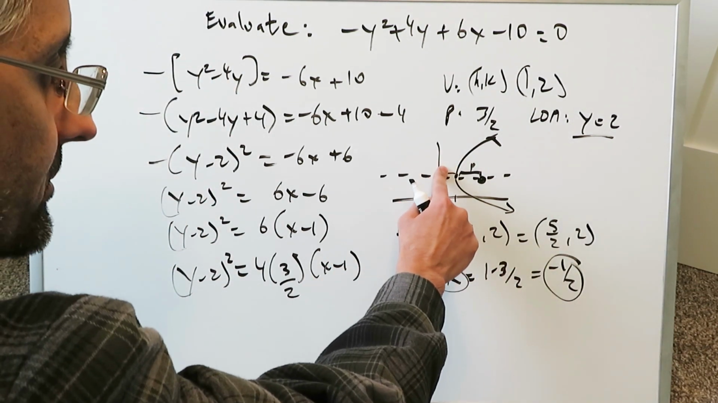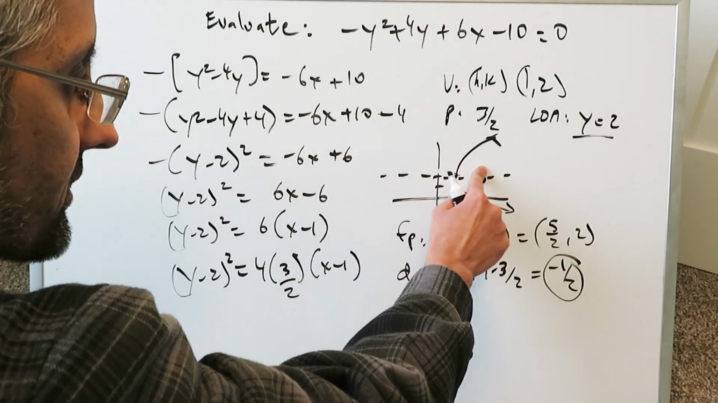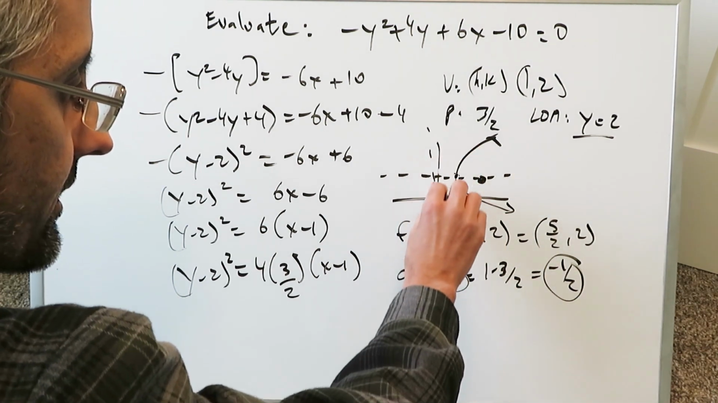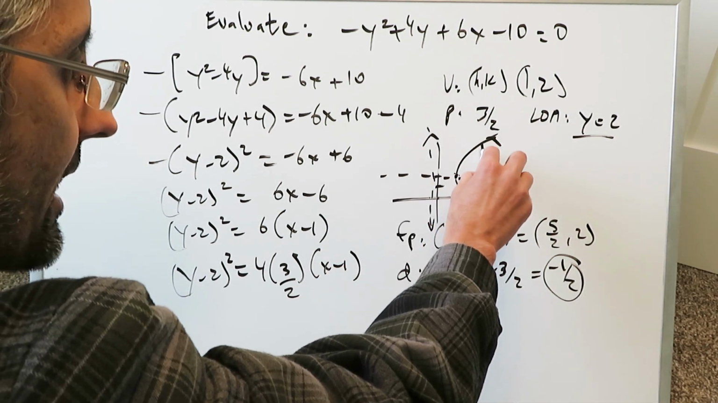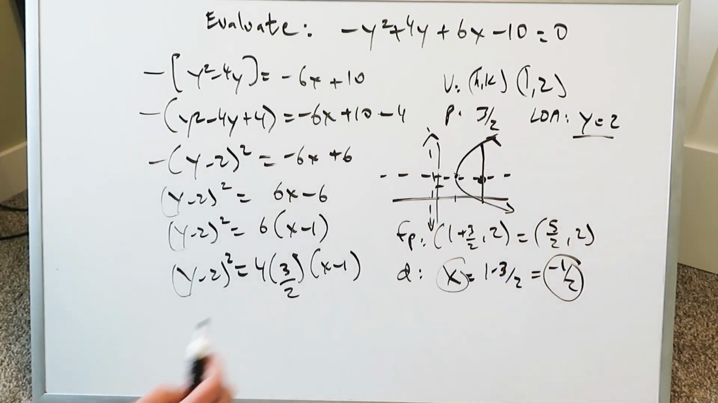So let's clean out some of this mess over here. We don't need to show this. X is equal to minus 1 over 2 right here. Here's my directrix right over here. What else remains to be determined? Well, we need to have the endpoints of the latus rectum. It would be good to determine the latus rectum.